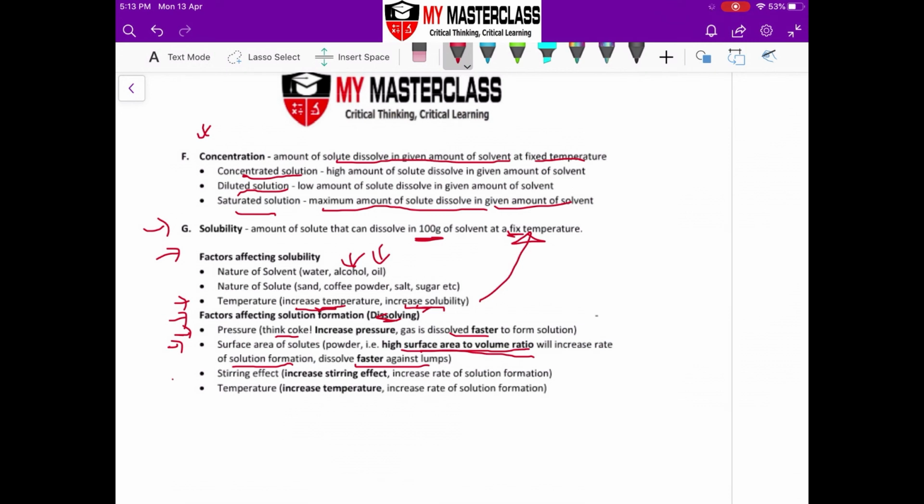Okay, stirring effect. This one I'm sure all of you know. If you stir it, it will dissolve faster. If you don't stir it, it will take a longer time. Essentially, stirring increases the rate of collision of the solutes with the solvent, so the solution can form at a faster rate. And likewise, temperature increases the rate of solution forming. This is because when I increase the temperature, the particles gain kinetic energy. They move faster, so they knock against each other faster, and then they form the solution faster.